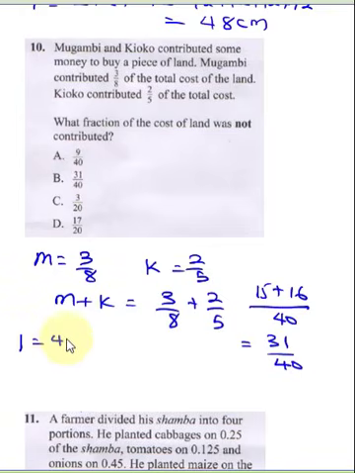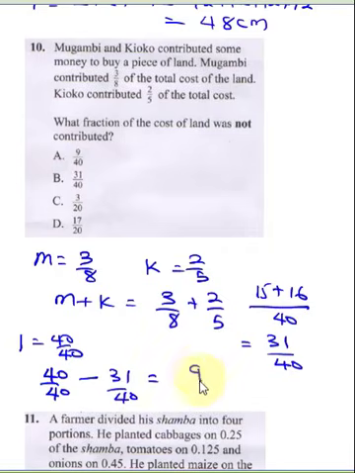Now, all we need to do is, if the land is a fraction of 1, or you say 1 is equal to what? 40/40. So to get the fraction that was not contributed will be 40 over 40 minus 31 over 40. So automatically this will give us what? 9 over 40. So another way to do this is to say 1 minus 31 over 40. So you are going to get your final answer at 9 over 40. Because nothing can divide, you leave your answer like this.